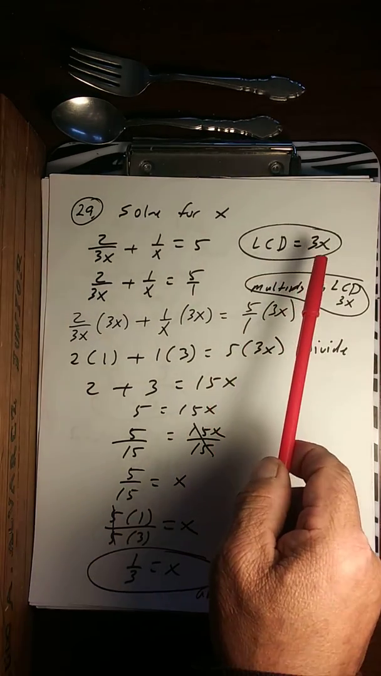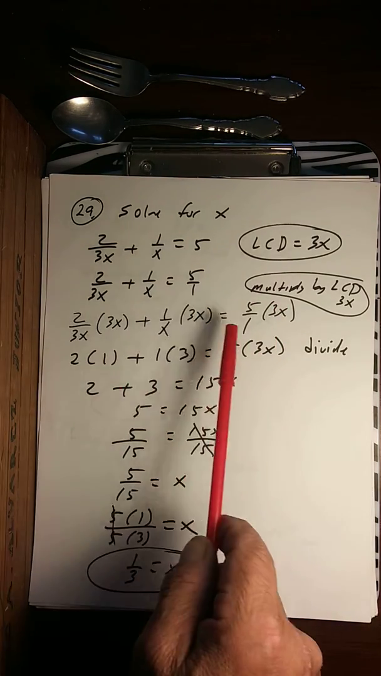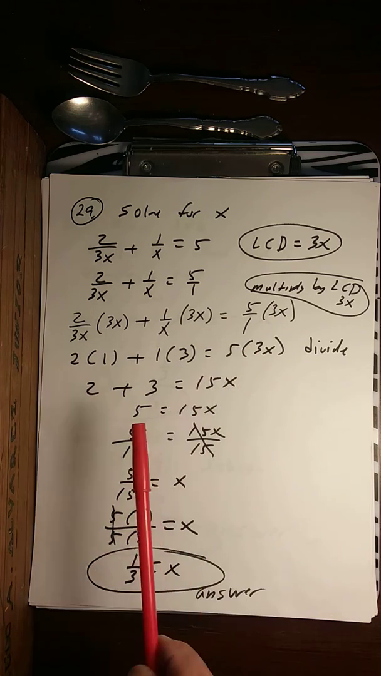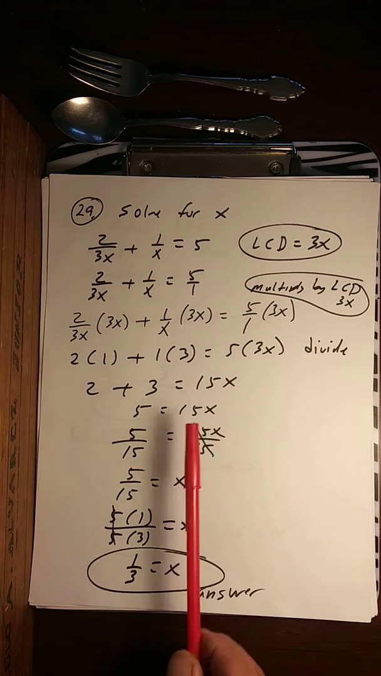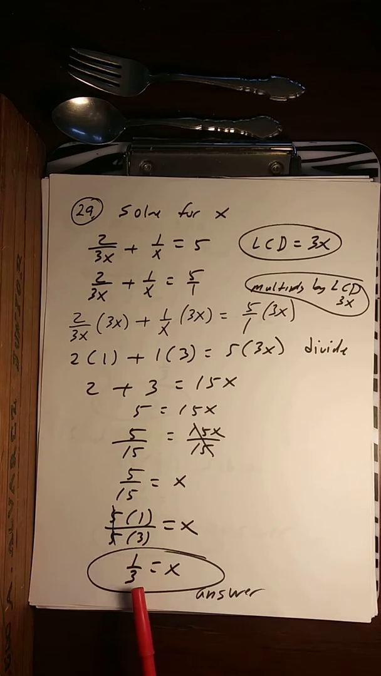This one, multiply by the LCD, which is 3x, all the way across. Divide 3x, divide this by this. So it's going to be 2 plus 2 times 1 times 3 equals that. So you have 2 and 3 is 5. 15x, divide by 15. Well, this right here, we're going to rewrite it as 5 times 1, 5 times 3. So that's 1 over 3, because this goes away, equals x.